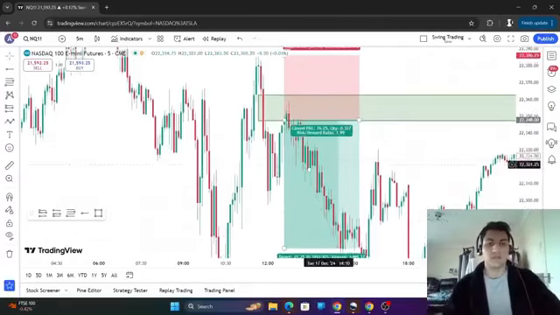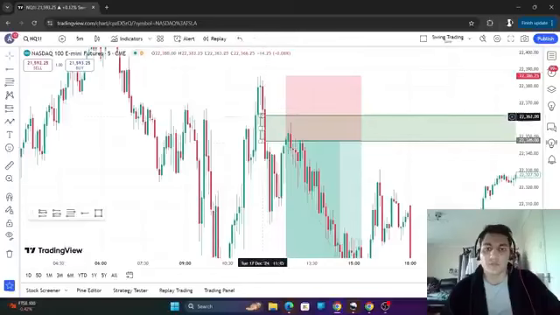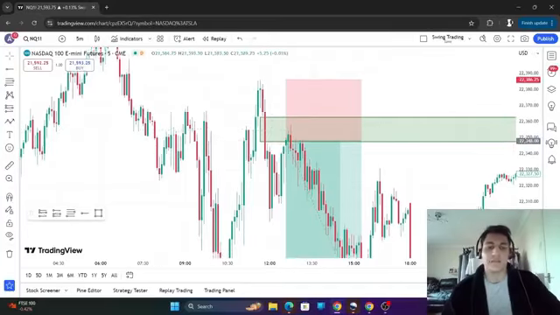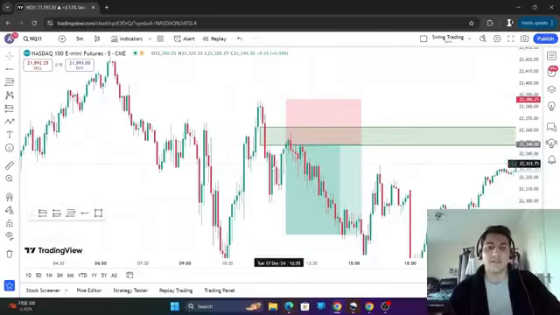A fair value gap is literally just a gap between three candles. So you've got this candle here, and this candle here. The body, right? See how there are no wicks covering the body? That gap there is your fair value gap. It's as simple as that. That is what a fair value gap is. It's nice and easy to spot on the candlestick chart.